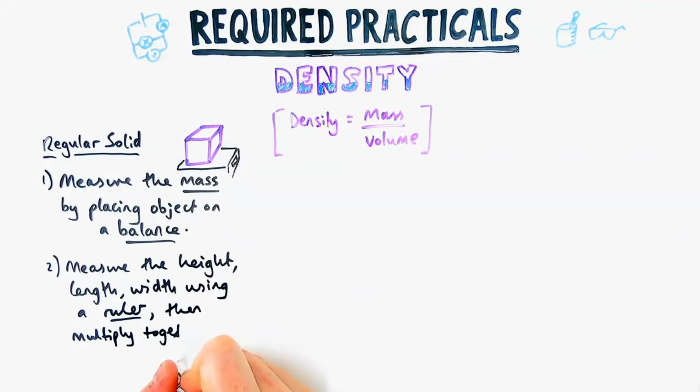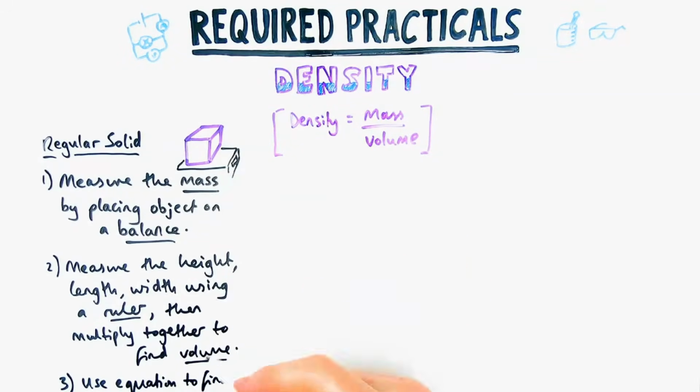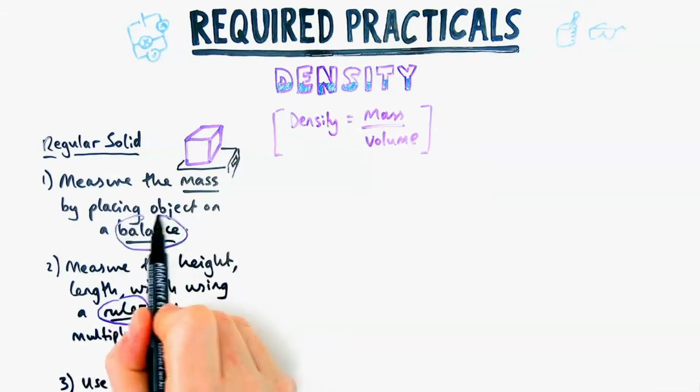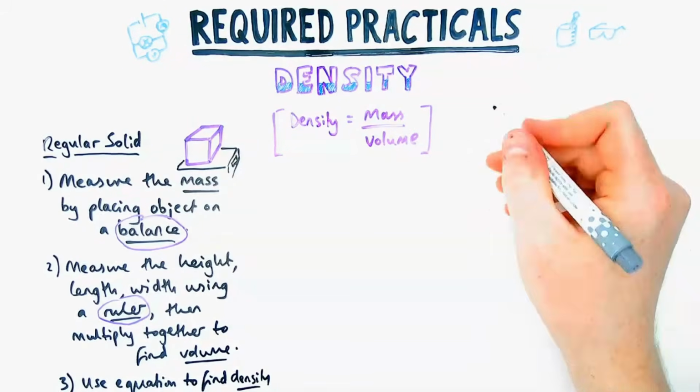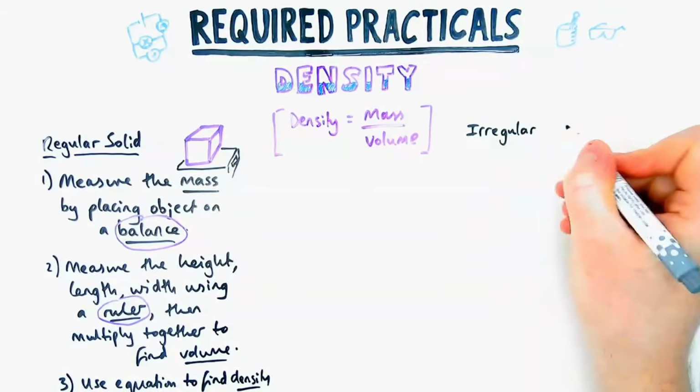To find the volume, you then multiply those three lengths together. So the volume of any cuboid is just the length, height, and width multiplied together. Then use the equation to find the density. So we'd mention the equation again, even though it's given to you, mass divided by volume, and then sometimes you're asked to compare it to a value for that material and find out what material it is.